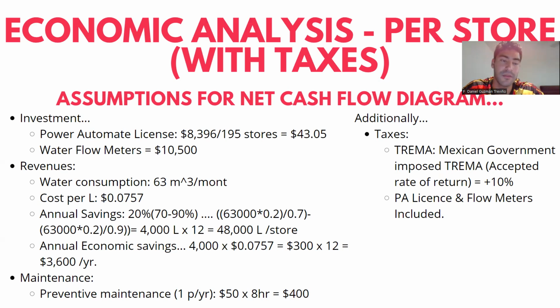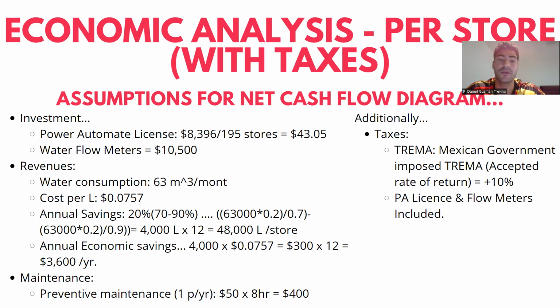So for the investment, we're going to use the help of the tool Power Automate. The license costs 8,396, and for all the stores would come to a total of 43 pesos. And the water flow meters would come to 10,500 per store. For the revenues, we're taking the base of 63 cubic meters per store, and that would come to a total cost per liter of 0.0757 pesos.